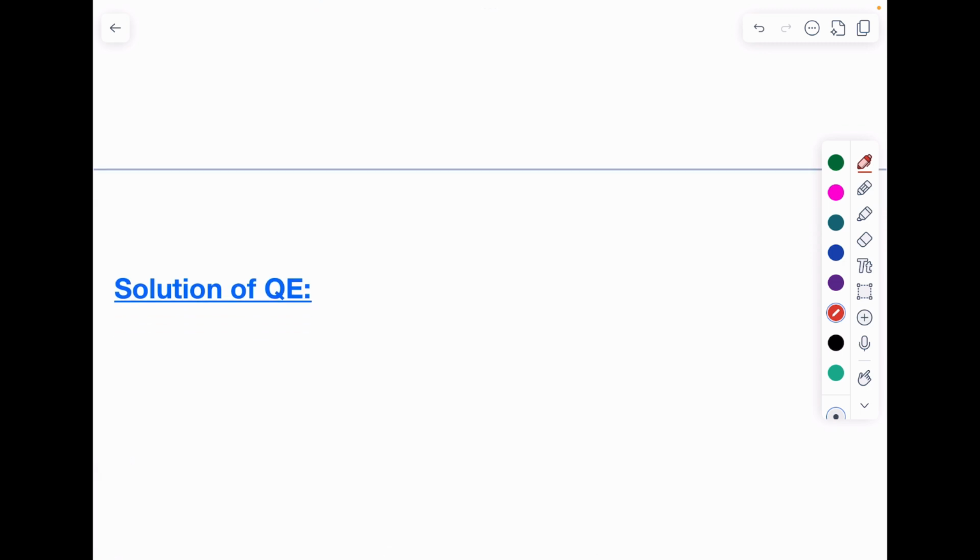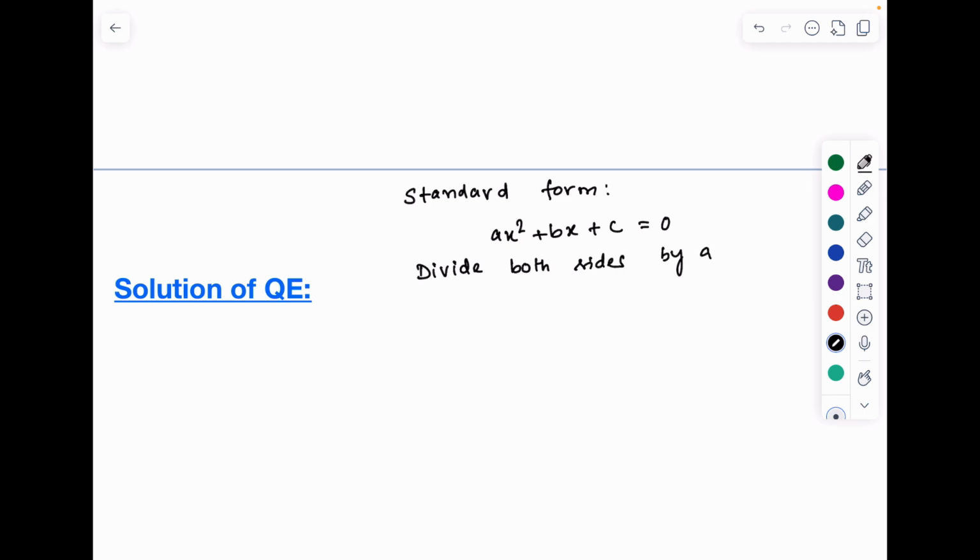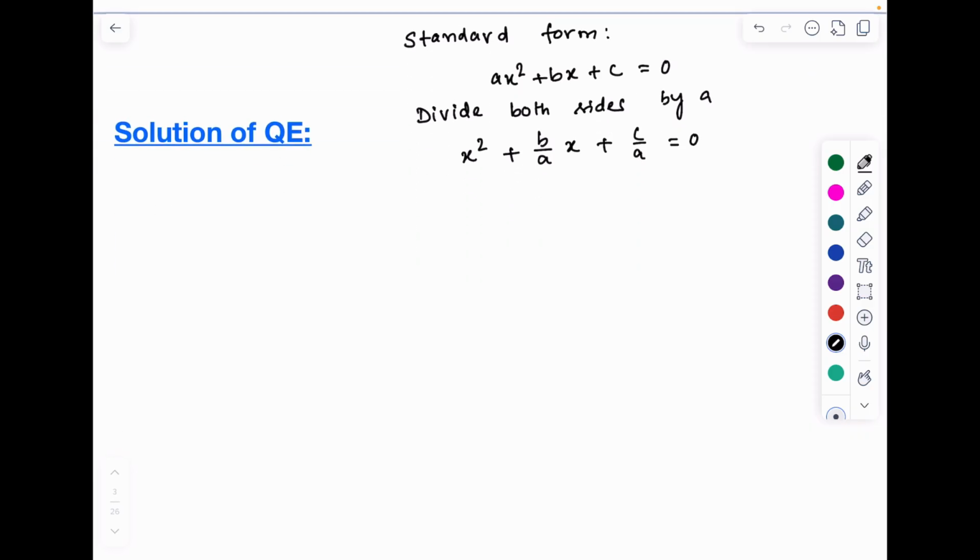Now for the solution of a quadratic equation, how will I get the solution? How do we find the solution? Solution means we have to find the two roots of the quadratic equation. And what is the standard form? We have to write that. The standard form is ax² + bx + c = 0. Now divide both sides by a. We get x² + (b/a)x + c/a = 0.